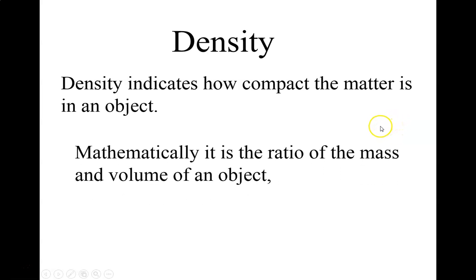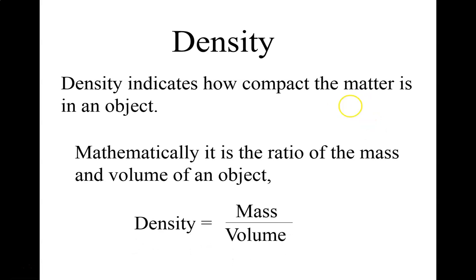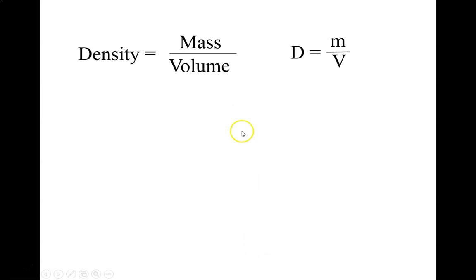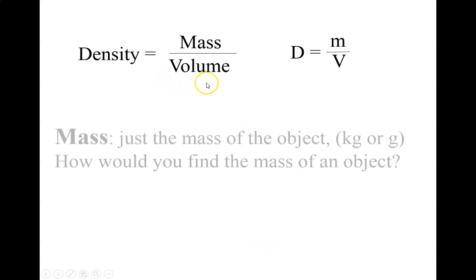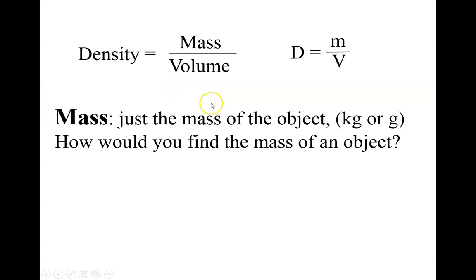Mathematically, it is the ratio of the mass and volume of an object, or in other words, D equals M over V. So density equals mass divided by volume. It's the ratio of the mass of an object divided by its size. So density equals mass over volume. Mass is measured in kilograms or grams.